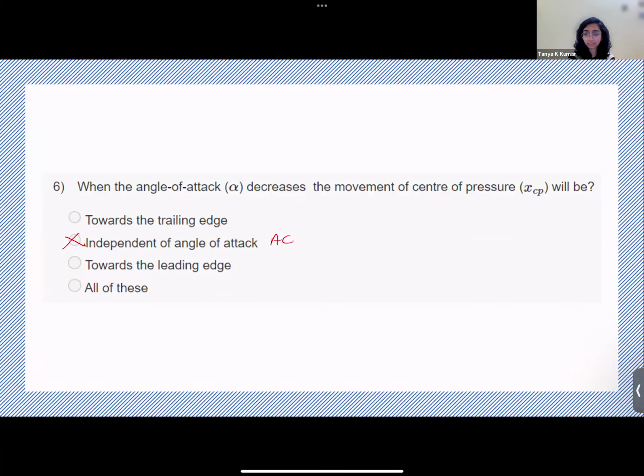If not, we'll end the session here. We'll get back to this question next week. Do check out the pressure profiles of different airfoils at different angles of attack, and then you may be able to get the answer. If not, we'll solve it next class.